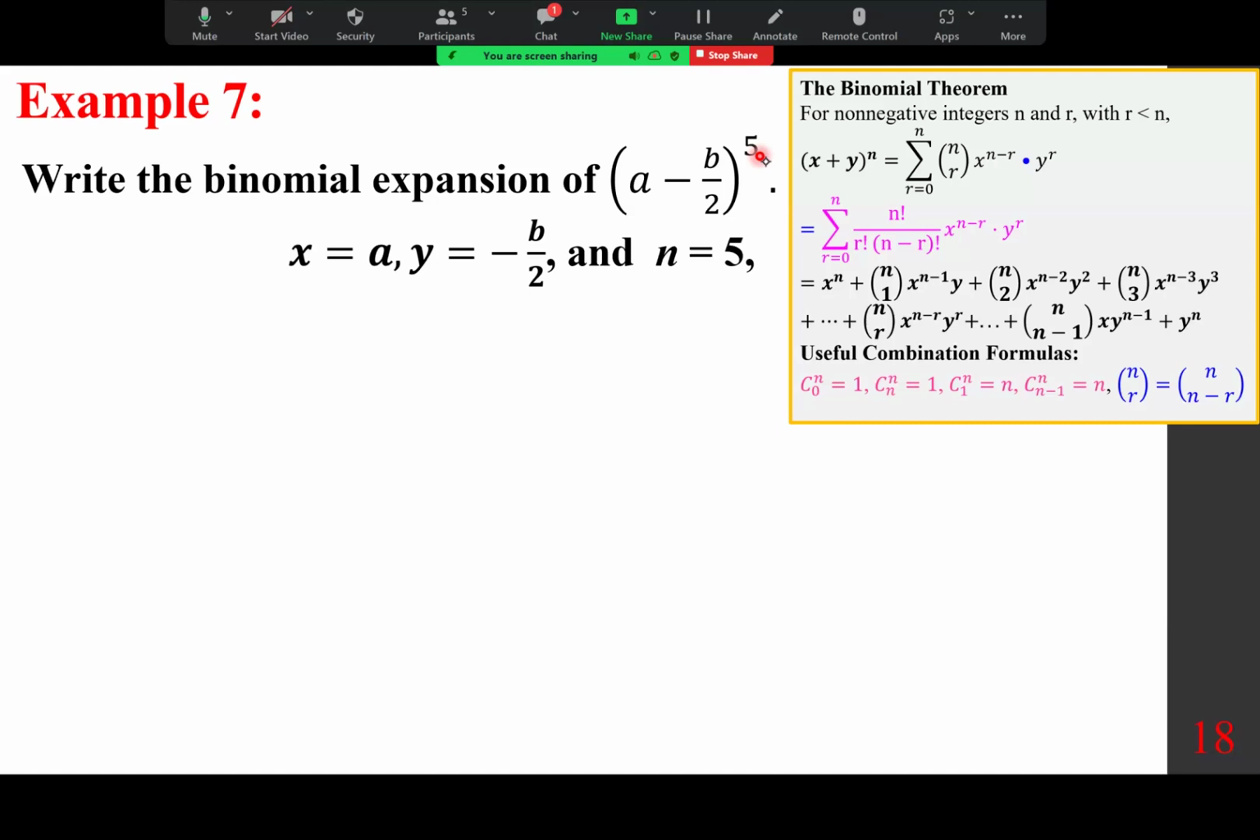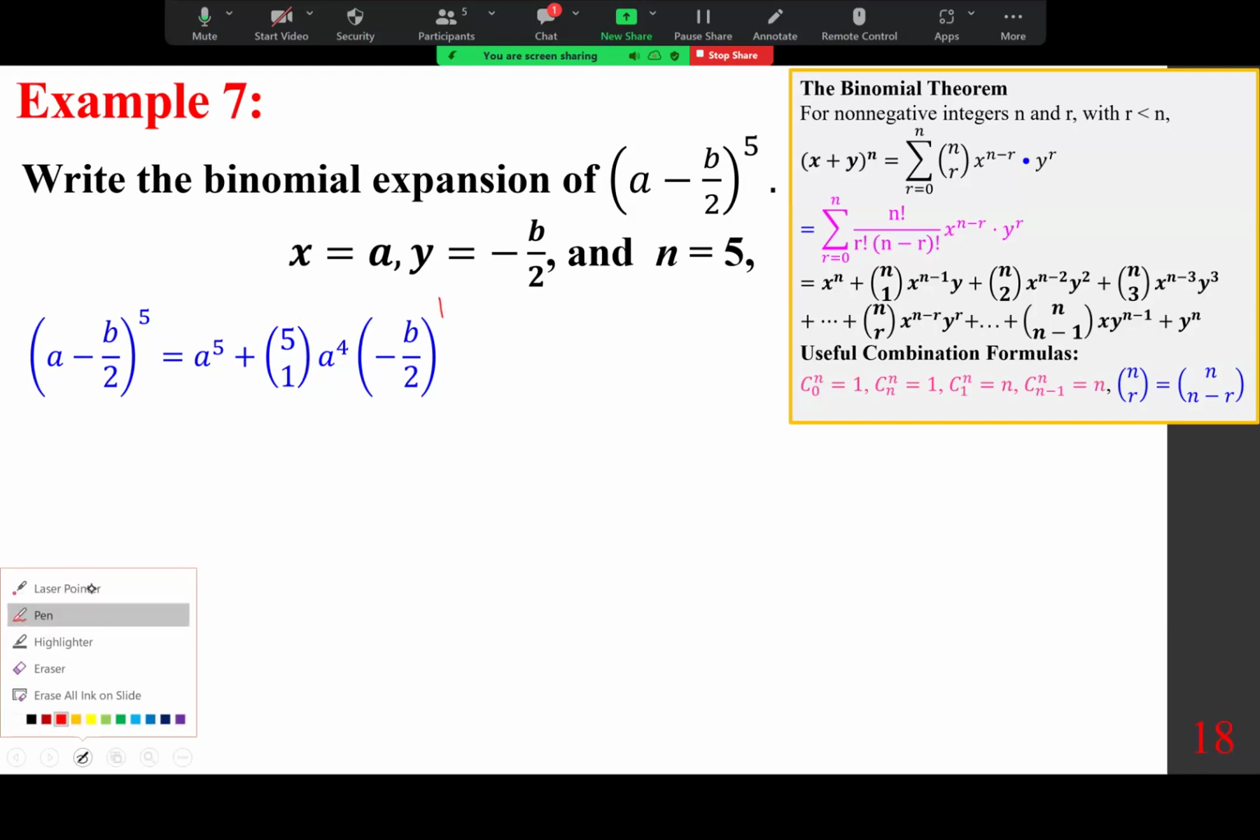So the first term remains the same. x to the power of n becomes a to the power of 5. And then 5 choose 1, x to the power of n minus 1 becomes a to the power of 5 minus 1, or 4. Now, y, you have to put it in parentheses, is negative b over 2. So that's the thing I want to be careful. So one more time. a to the power of 5 plus 5 choose 1, a to the power of 4, minus b over 2 to the power of 1. Let me just write to the power of 1 so you understand.